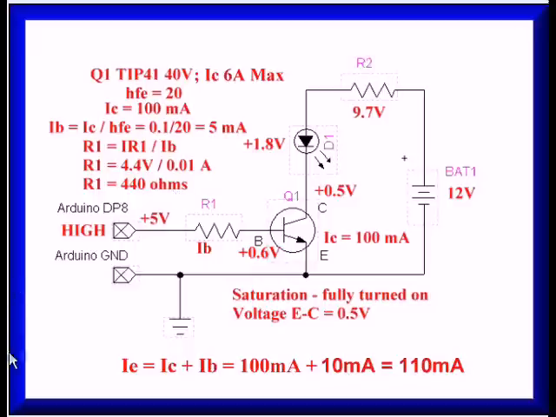What is my total current from the emitter? Remember, our ground is negative, so we're going to have 100 milliamps go this way from the emitter to collector. We're going to have 10 milliamps go back through the emitter base back to the Arduino. So IE, the current of the emitter, equals IC, the current that went this way through the diode, plus IB, the current that went this way back to the Arduino, and I got a total IE of 110 milliamps.